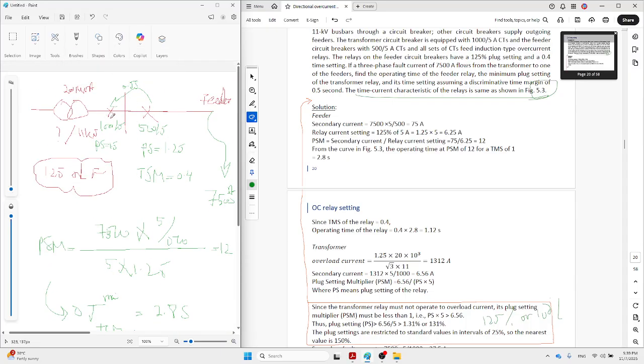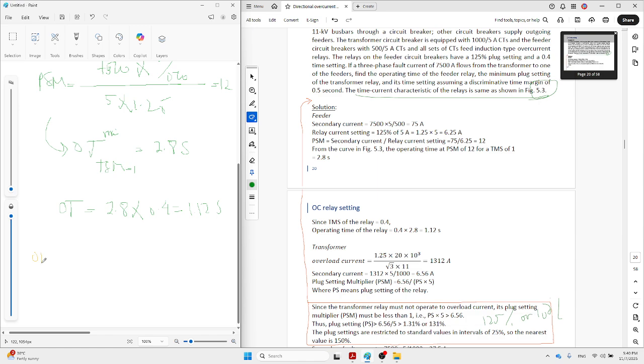Then, since we know we are going to coordinate these two relays with each other, the operating time for the backup relay for the fault at this point is 1.12 plus the discrimination time, which is 0.5, correct? It's 1.62 seconds.